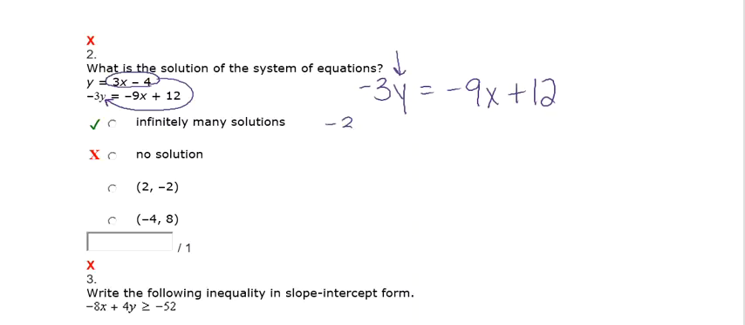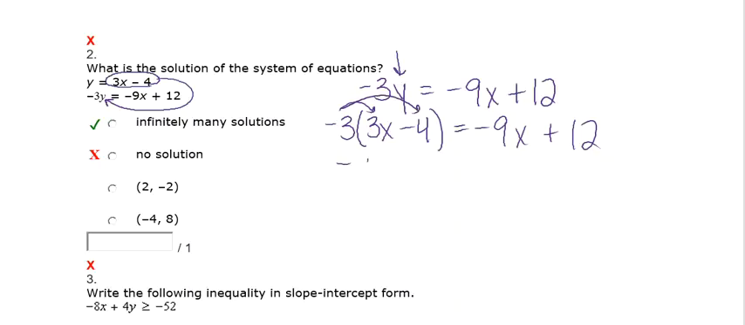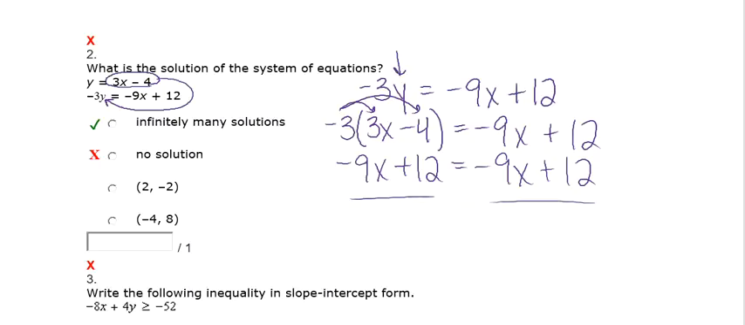So the negative 3 comes out in front, and I'm going to multiply that times the 3x minus 4, and I still have negative 9x plus 12 on the other side. So the first thing I'm going to do is distribute, so that's negative 9x plus 12 equals negative 9x plus 12. These two sides are identical. The left side equals the right side. And when that happens, you have infinitely many solutions. It means that every ordered pair works in the system because actually these are the exact same equation.